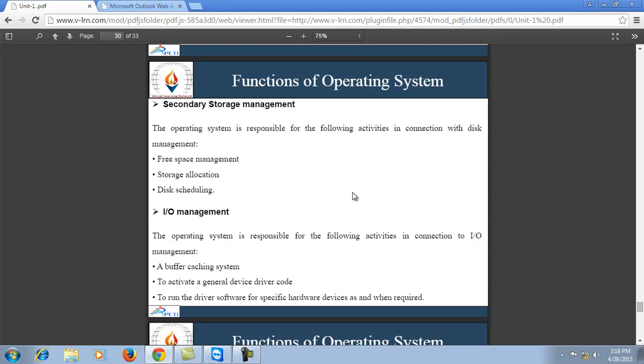Second, to activate a general device driver code. For every device which is connected with the system or working on the operating system, it generates some code for that particular device. Or in a network system, we can say to allocate the MAC address to every particular device or client for accessing and sharing their data and information. And the next point is to run the driver software for specific hardware devices as and when required.